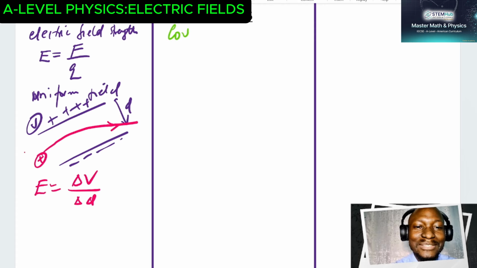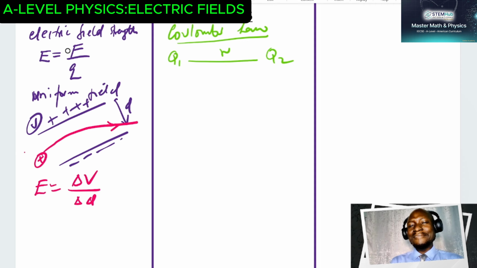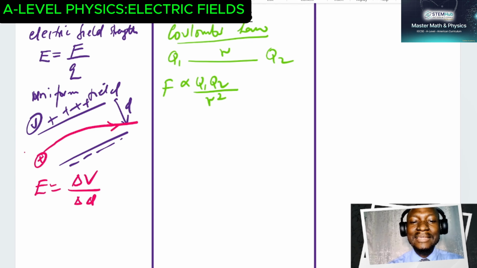What brings us to what we call Coulomb's law. Coulomb's law talks about there is a charge at a particular point and another one at a particular point, and the distance separating them, we give it letter R. We say the force being experienced in this kind of field is directly proportional to the product divided by the square of the distance between them. Remember, if it is two spheres, we take it from the center of one sphere to the other.